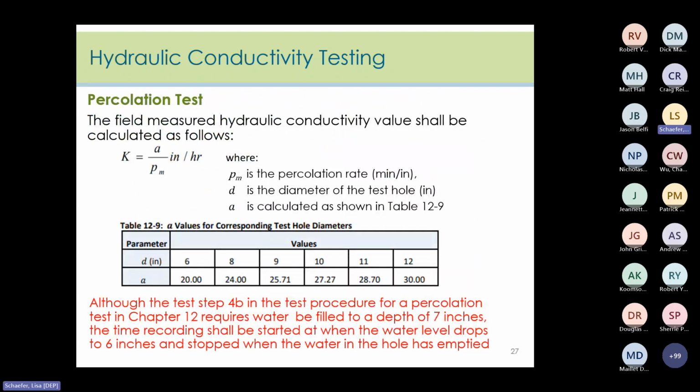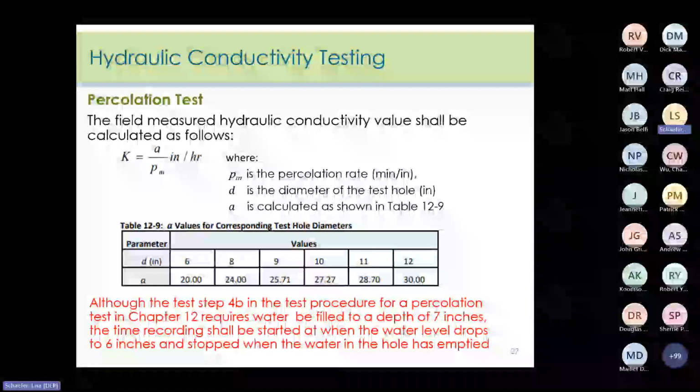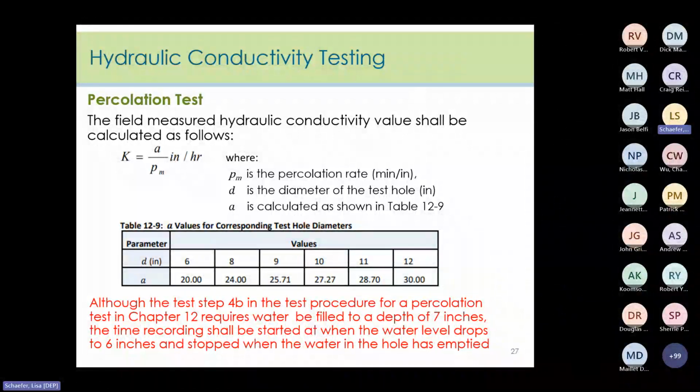For the PERC test, follow the procedures described in Chapter 12, and the field measured hydraulic conductivity value shall then be calculated using this simplified equation, and again, it's in Chapter 12.